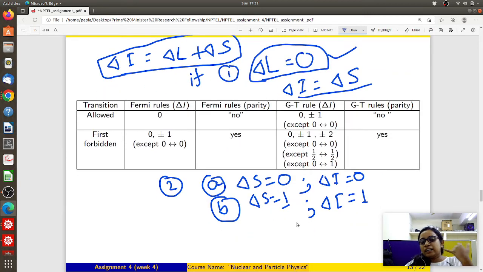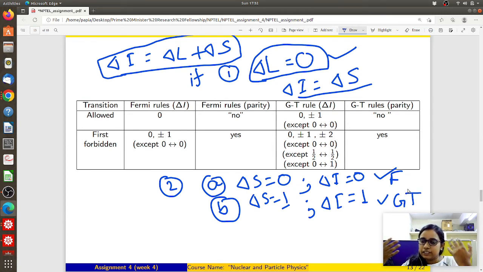So why am I telling you these types of expressions and conditions here? Because if delta S equals 0 and delta I equals 0, then it should be Fermi type, pure Fermi. And if the second condition is followed, then it should be Gamow-Teller. But why are only these two conditions valid? Why not three conditions? Why not four conditions?